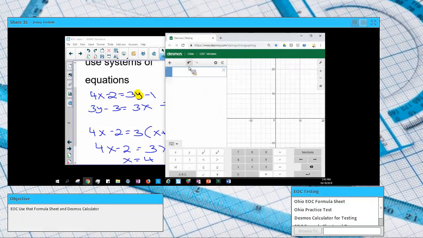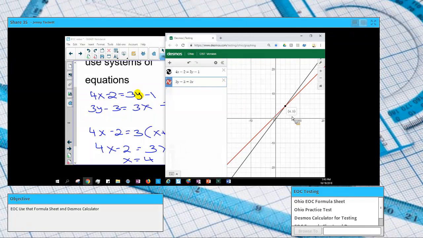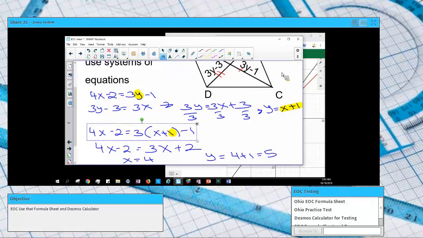That said, in your calculator, 4x minus 2 equals 3y minus 1, one equation. 3y minus 3 equals 3x. Where do they meet? Voila, isn't that what we just said? 4 and 5. The calculator, as long as you know to set this equality up, solved our equation for us, gave us the values for x and y for which this is a parallelogram, which is what we were asked to do.